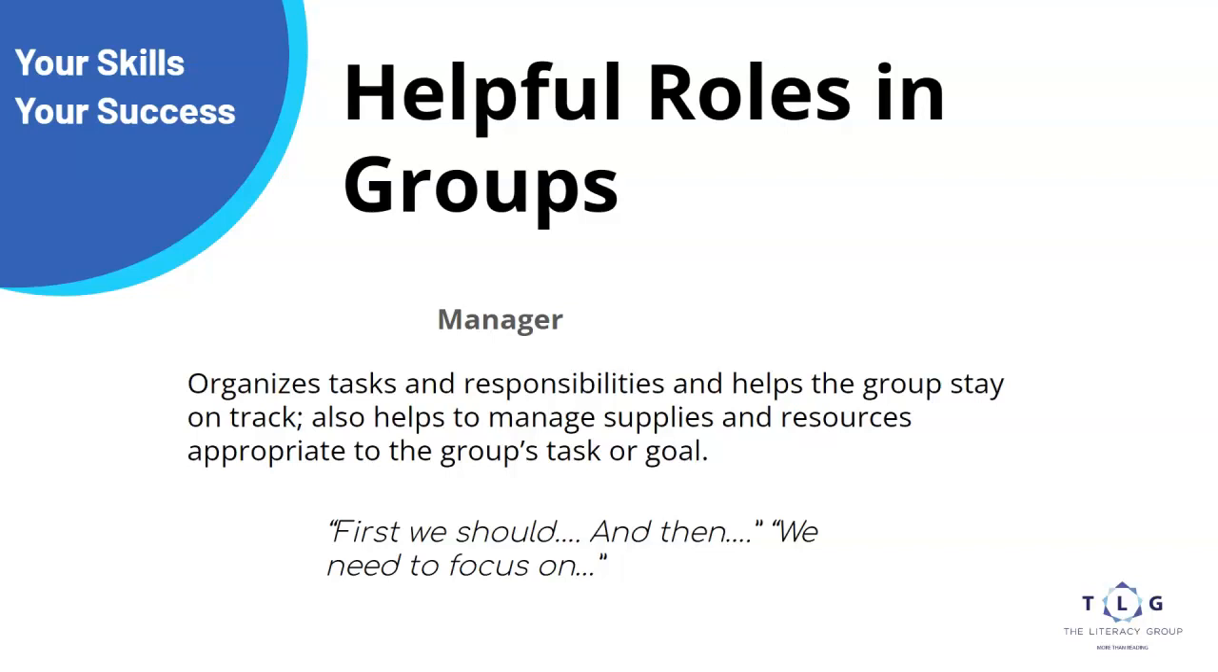Sometimes what your manager does is float back and forth between all of the groups and make sure that everybody's communicating with each other. They make sure that if they need napkins in certain places, that napkins exist in certain places. They make sure if there needs to be something brought from someone to someone else, that that happens, okay? So the things that a manager might say are, first we should, as in organizing tasks, figuring out what to do first and what to do next, or we need to focus on blank, okay?